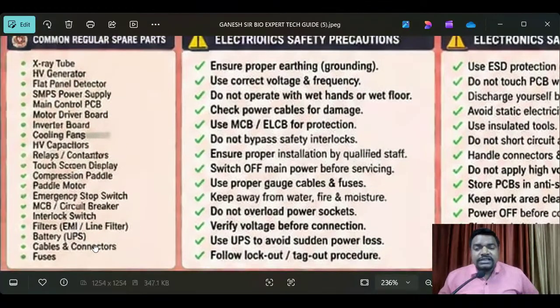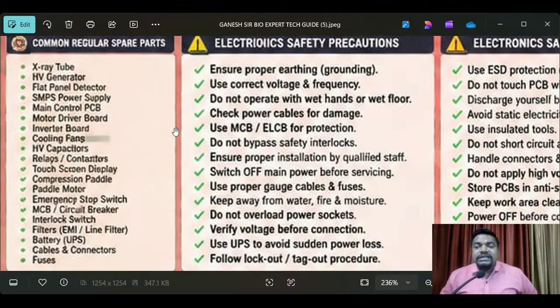Okay. These are the common regular spare parts, and wherever we are getting problems, these are so limited. Those common regular spare parts we have to replace because of continuous use. Sometimes electrical fluctuation causes damage that is not repairable, and we have to replace them. Okay.